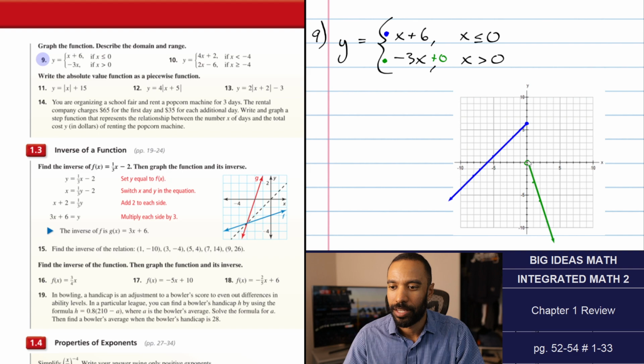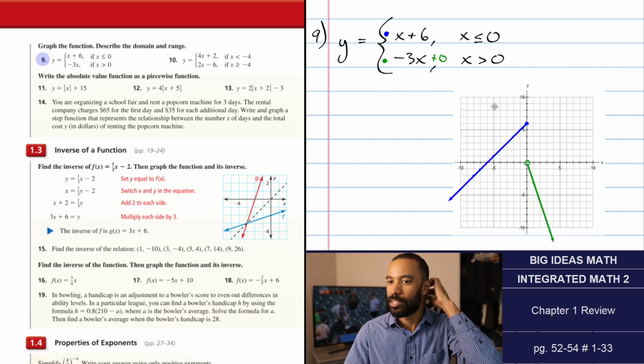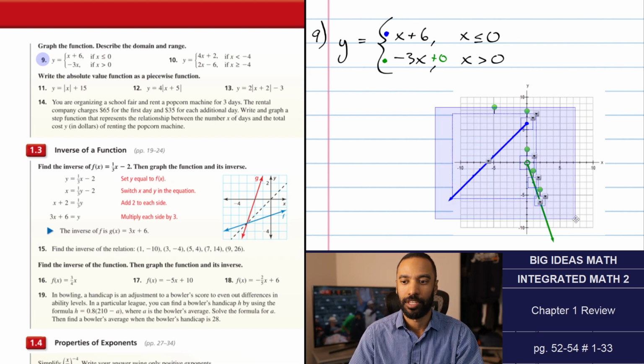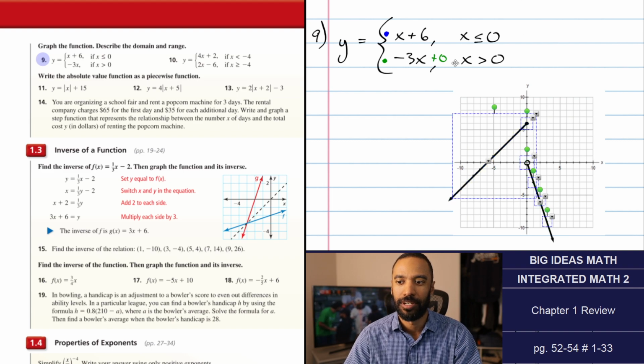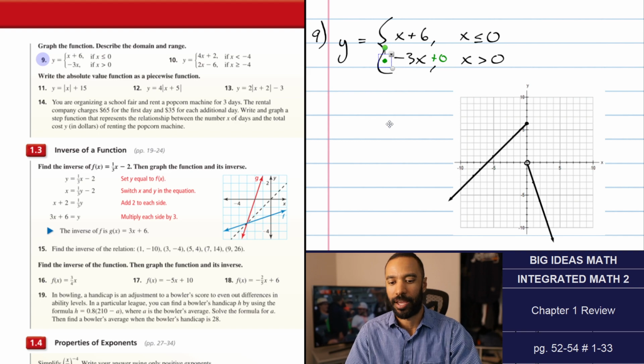So it looks like that. So that's the entire piecewise function, all in blue and green. If you have a single color, I'll go and turn it black now, it would just look like that. So there you go. There's number 9.